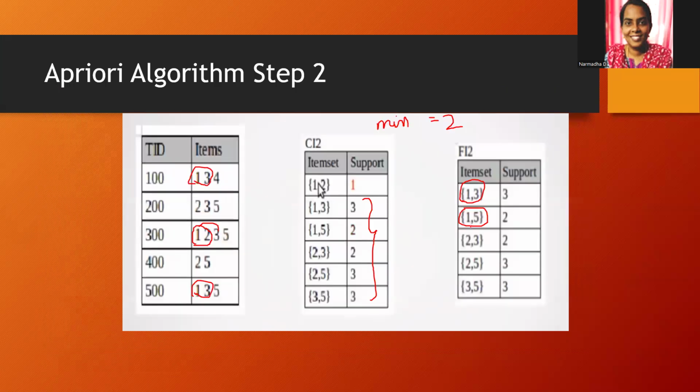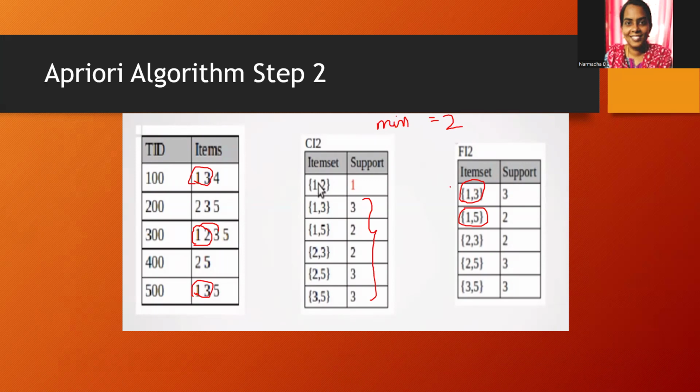We don't have any 4 here. So all the subsets are found to be frequent, so we cannot perform any pruning at this stage. Now we are going to move to the next level. From the frequent 2 item set, we are going to generate the candidate 3 item set.